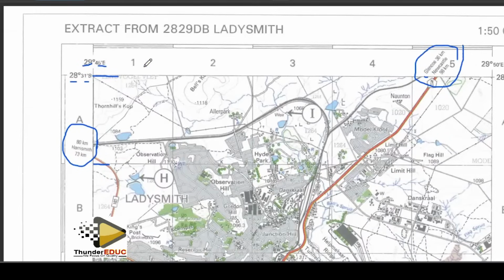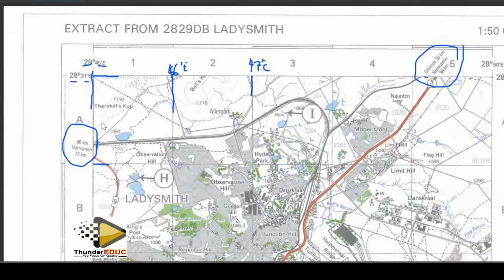Then we go to longitude. Our first line here is 29 degrees 45 minutes to the east, which means the first line is this one here. That is 29 degrees 45 minutes to the east. And the next line is this one. It means this one is now 46 minutes to the east. And the next line here is 47 minutes to the east. They are increasing going to the east.